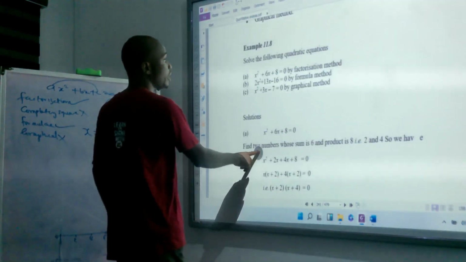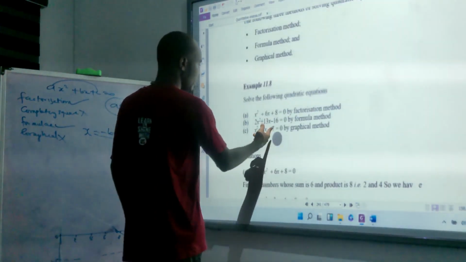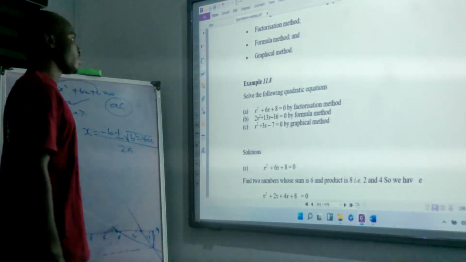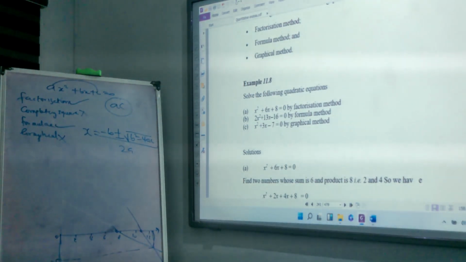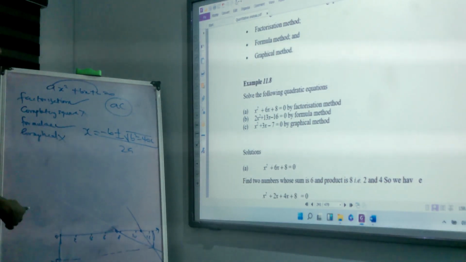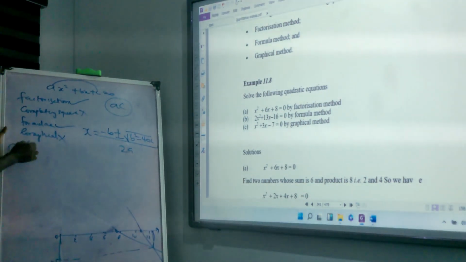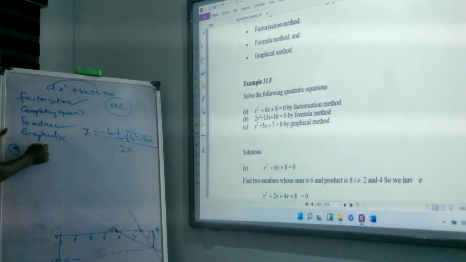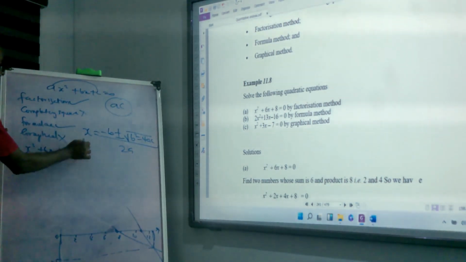So here we have an example that says solve the following quadratic equation by factorization method, by formula, and by graphic. We're not using graphic. The first one is by factorization method. So we have x squared plus 6x plus 8 equals 0.